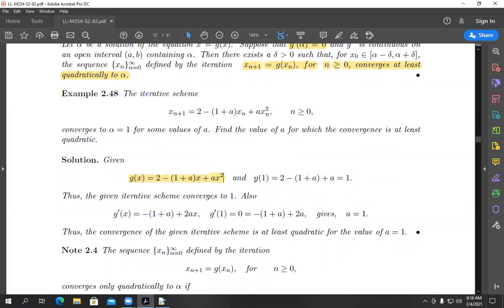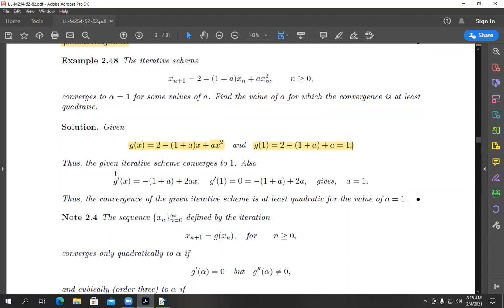You can easily check here that 1 is a fixed point, because when you put 1 here you get this. Now you have to check the convergence. Then we can check g dash alpha. And what is g dash alpha? g dash x is equal to this one. The derivative of g is equal to this one. Now what we use is the condition given by the teacher: the convergence is at least quadratic. Quadratic means g dash at alpha should equal 0.